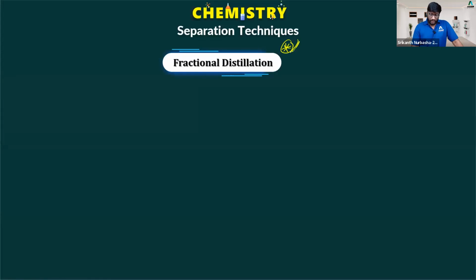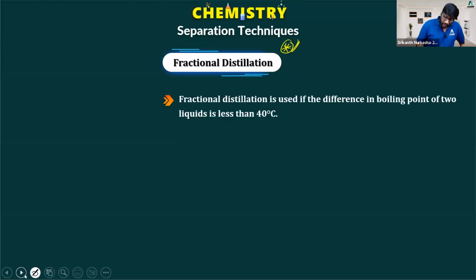Fractional distillation is very interesting. This is the same technique we use for crude oil also. Crude oil has different fractions, and we use fractional distillation only. Fractional distillation is used if the difference in boiling point of two liquids is less than 40 degrees. And here also the compound should not decompose near or above the boiling point.